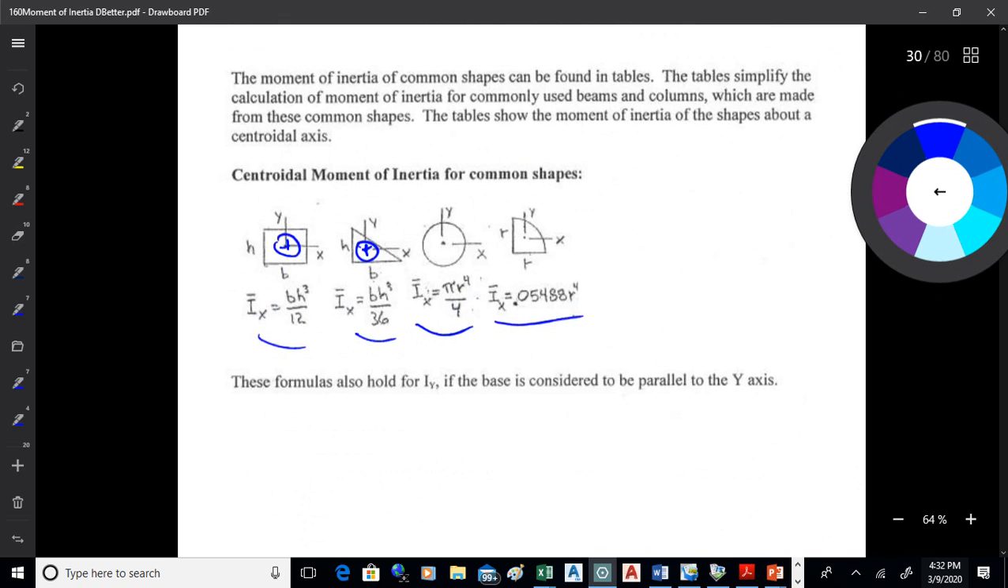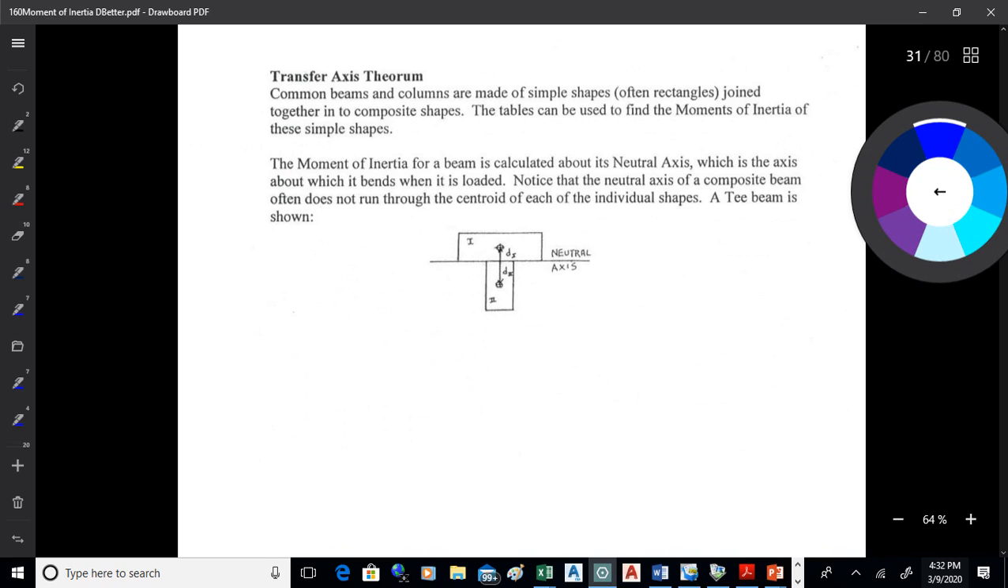Now, those are moments of inertia about centroidal axes, but sometimes when you have composite shapes like what you see there, a T-beam, you may not be taking the moments of inertia about the centroids of each of those rectangles. If you have a neutral axis here, you often want to take the moment of inertia about it. You're going to have to find the moment of inertia of this top rectangle about that neutral axis, and then also find the moment of inertia of the lower rectangle about the neutral axis.